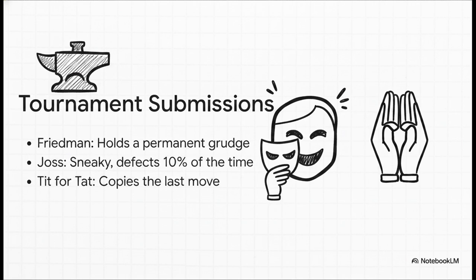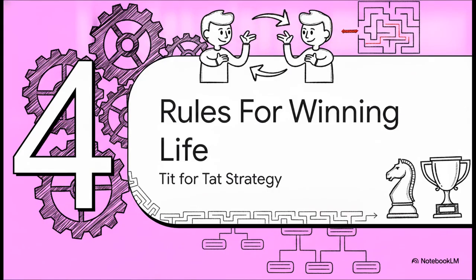This resulted in a really fascinating cast of characters battling it out for the most points. You had Friedemann, a code that holds a permanent, completely unforgiving grudge after just a single defection. You had Joss, this sneaky strategy that copies moves but randomly defects 10% of the time. And then you had Tit for Tat, which simply cooperates on the very first move and then perfectly copies whatever the opponent did last.